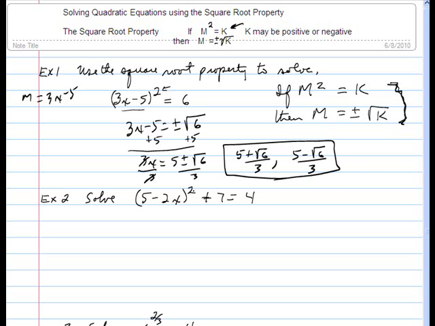Now in the second one I again have a mess squared, but I don't just have a mess squared is equal to k. I have a mess squared plus a number equals k, and that's not the way the formula goes. There isn't any plus a number here. It's just the mess squared is equal to k. So I've got to get rid of that number, so I subtract 7 on both sides.